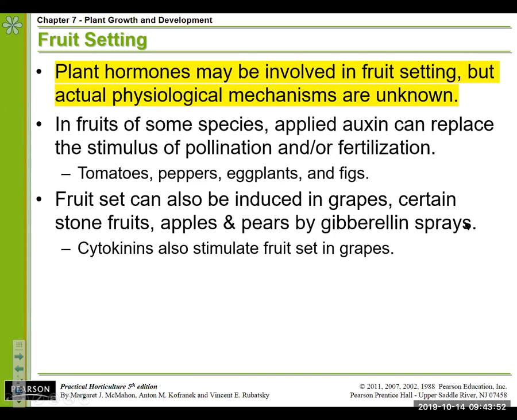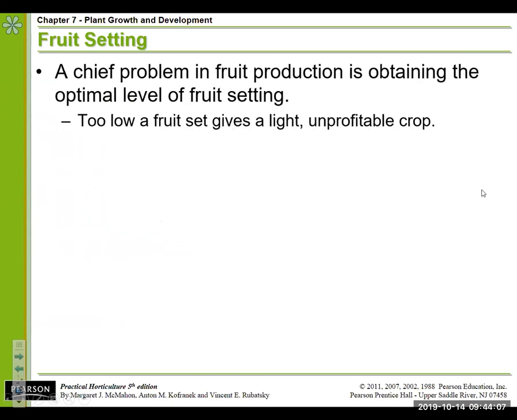We also use some of these hormones to not only induce, but also change the way that the fruits look in some cases. For instance, commercially, we're always applying gibberellins to grapes to make them larger.